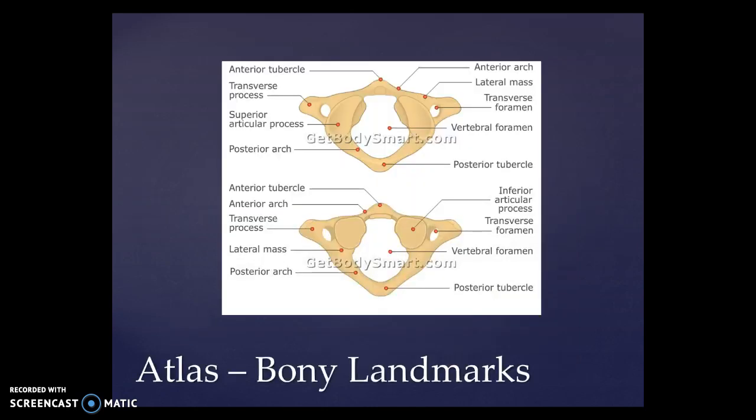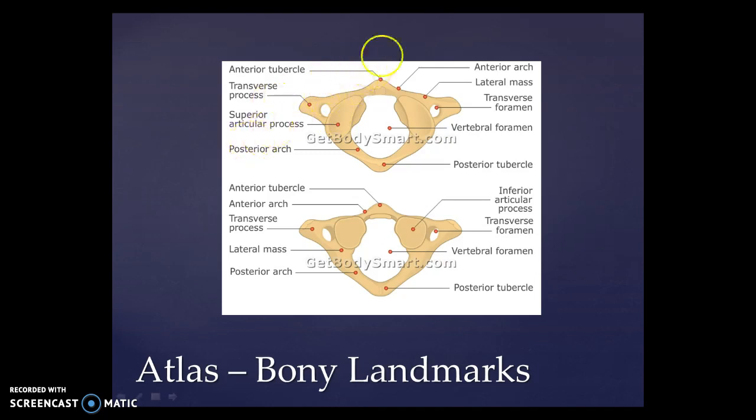These are just some other bony landmarks. I thought it was a really clear picture, but just kind of ignore the Get Body Smart on here. So here is our superior view of C1, and here's our inferior view of C1. So again, you have your articular processes. These are the superior ones that articulate with the cranium.